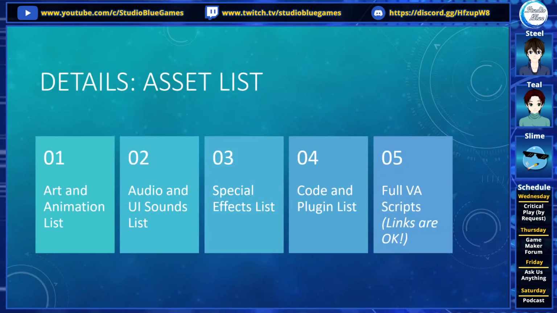Lastly, the asset list. Art and animation list. This is where you just list them down. Again, linking to external libraries is fine. You don't have to put everything in the GDD, please. List down all your art and animation that you're going to need. Every bit of art, every bit of animation.